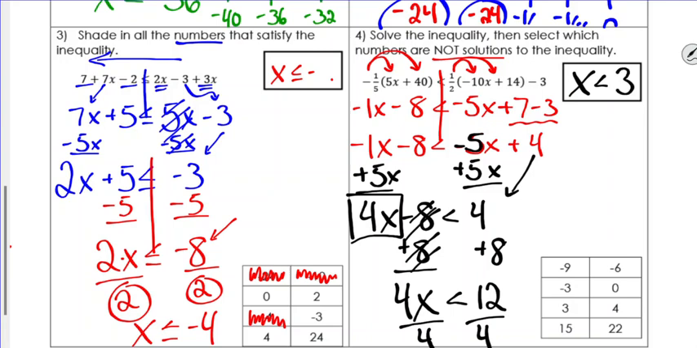Those are the solutions, all the numbers smaller than 3. But I'm picking the ones that are not solutions. So anything that's not smaller than 3. 3 is not smaller than 3. 4 is not smaller than 3. 15, 22, those are not smaller than 3.